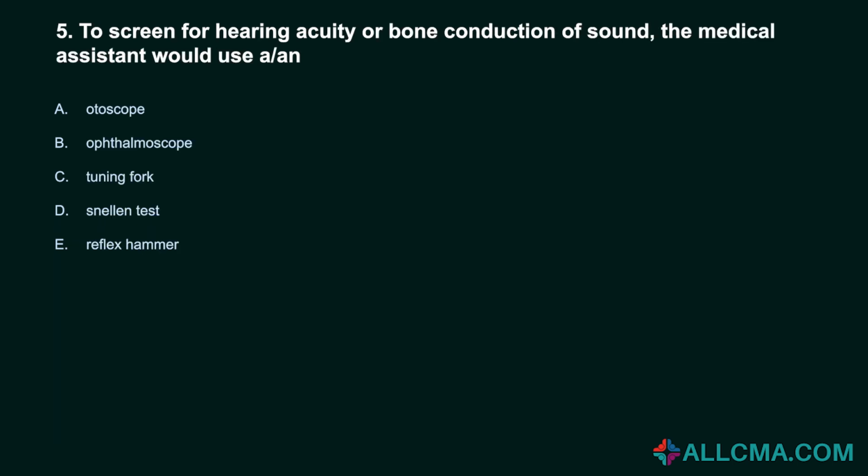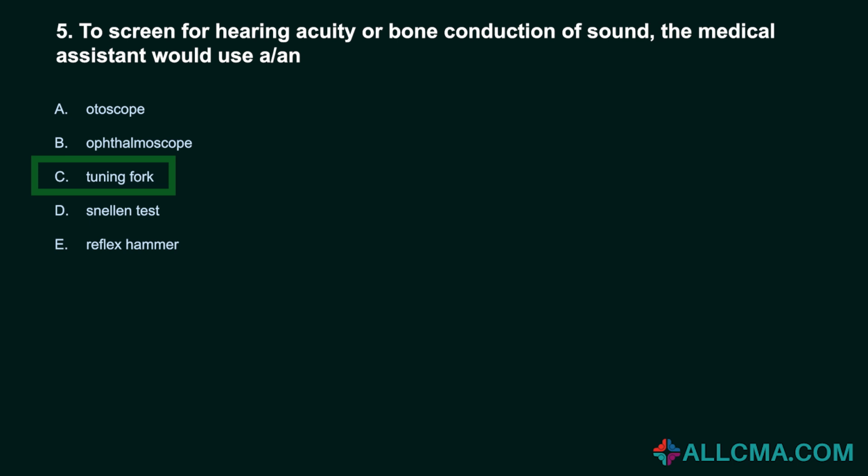5. To screen for hearing acuity or bone conduction of sound, the medical assistant would use a(n): A. Otoscope. B. Ophthalmoscope. C. Tuning fork. D. Snellen test. E. Reflex hammer. Correct answer, C.